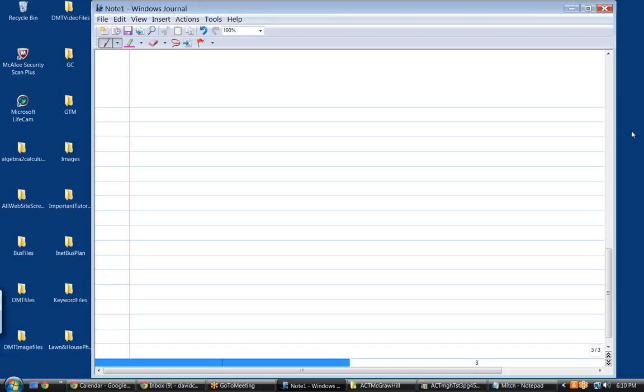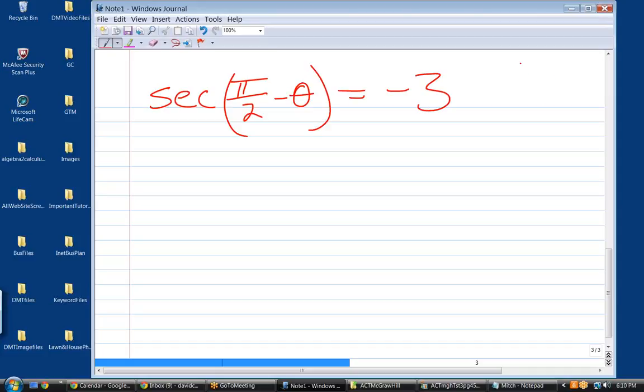So it's secant of pi over 2 minus theta equals -3. And then tangent of theta is greater than 0. Okay. Then find secant. That is the same as what we just dealt with. 90 degrees minus theta is the same as pi over 2 minus theta. All right. So what is the secant of pi over 2 minus theta equal to?